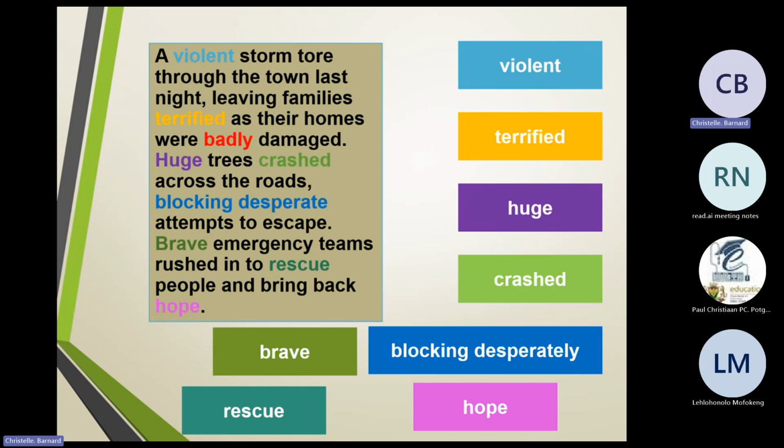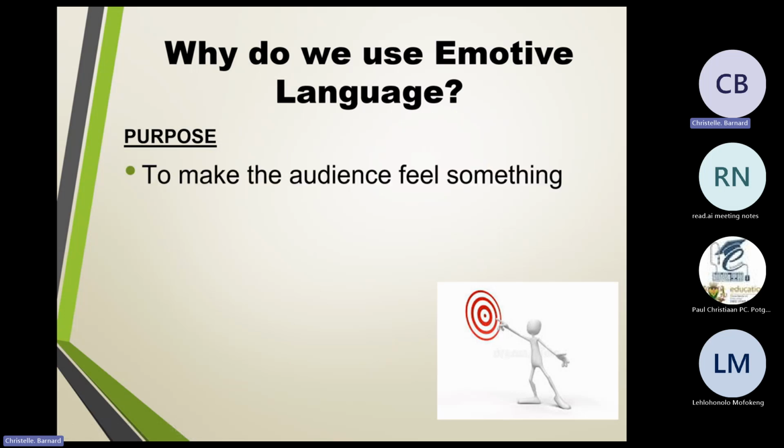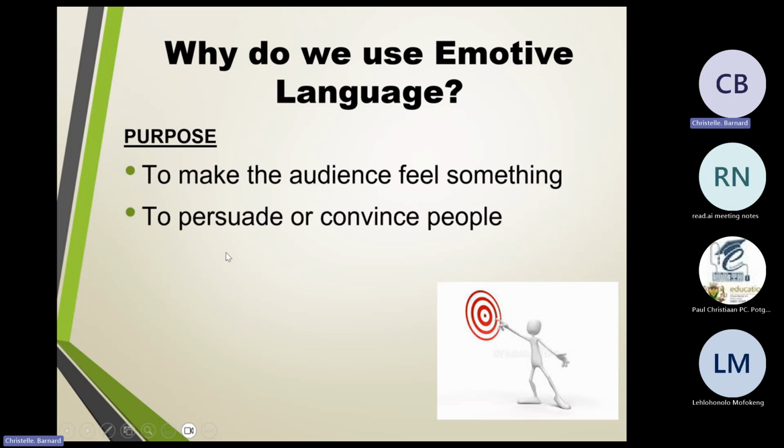So there you have examples of emotive words. Most of those words are either adjectives or adverbs, words that describe certain things, and they are used for emotive language. So why do we use emotive language? What is the purpose of emotive language? Now, the purpose is to make the audience feel something. That's number one. The audience is the people who watch, the people who listen, or the people who read.